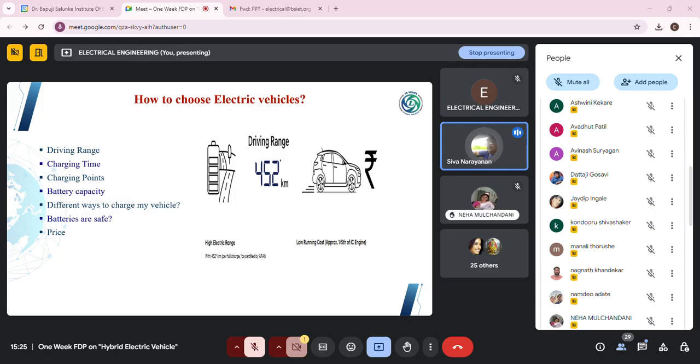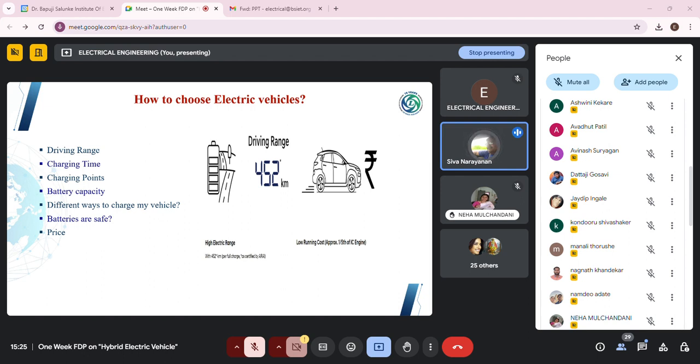Next is the charging time. Here comes how much time is required for my battery to charge from 0 to 100%. There are two types of charging. One is the AC charging and another one is the DC charging. Generally, the DC charging is faster when compared with the AC charging.